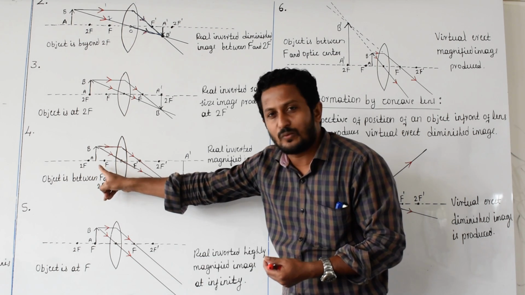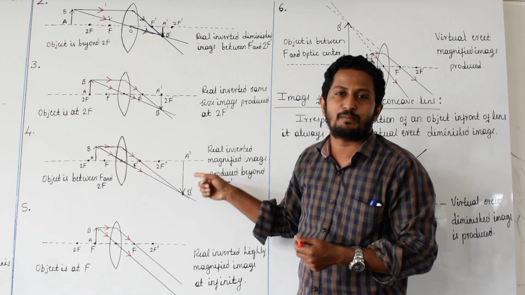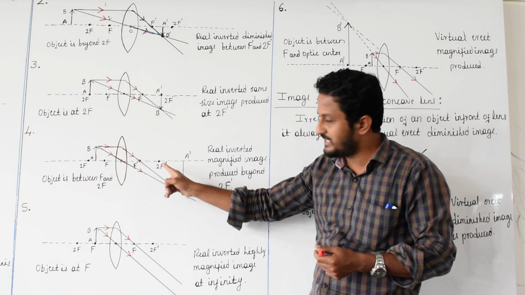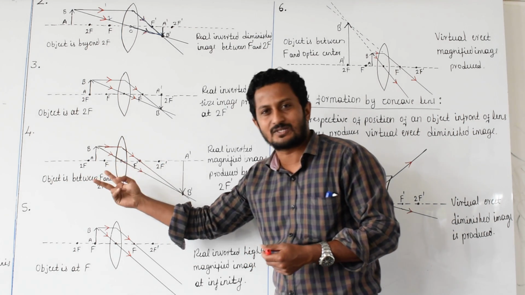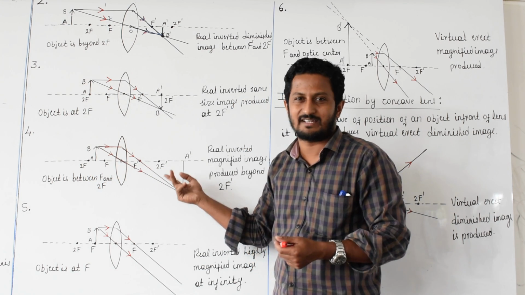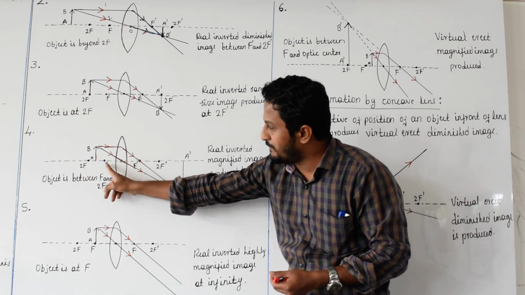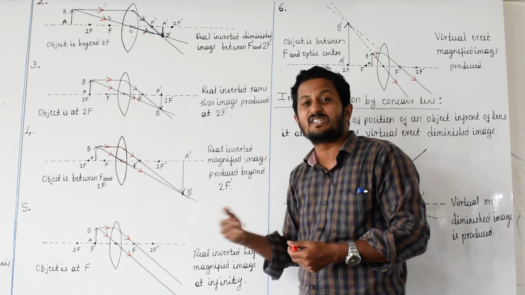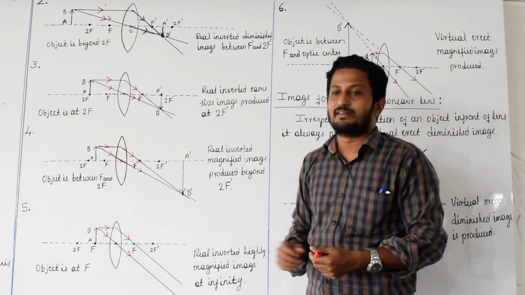Now, when object is placed between f and 2f, image got produced beyond 2f. 2f is here. I mean 2f dash is here. Both are same at equidistance. That's why I am saying O to 2f and O to 2f dash are same. Now, an object between f and 2f, image produced beyond 2f. Which kind? Real, inverted and magnified image.